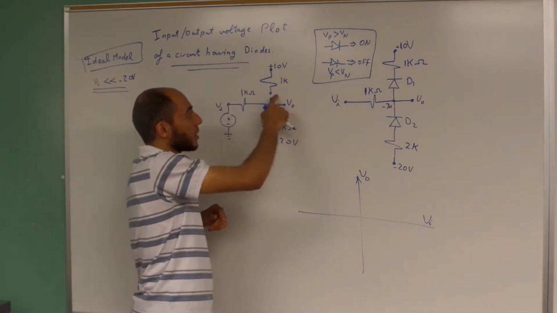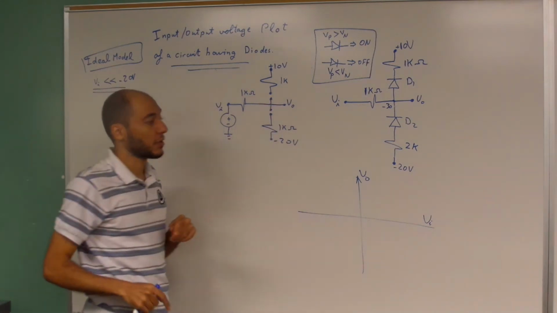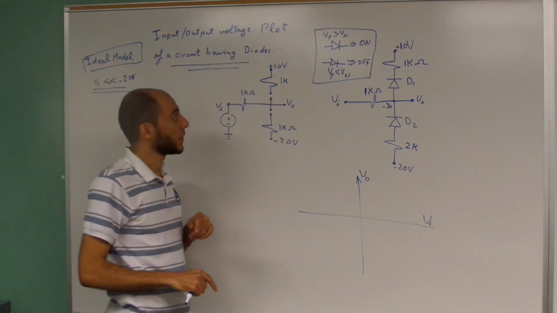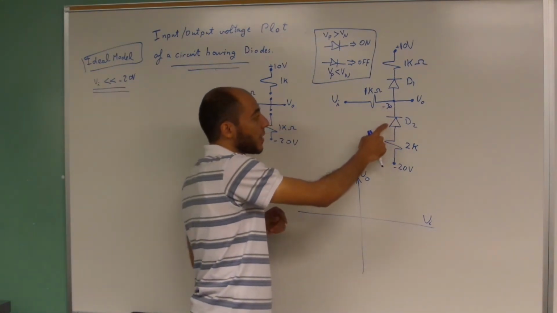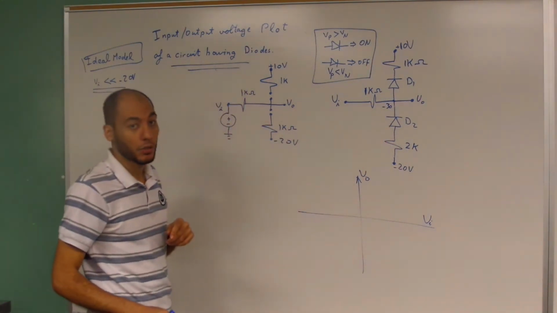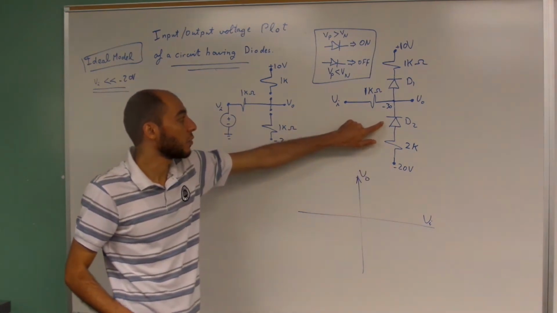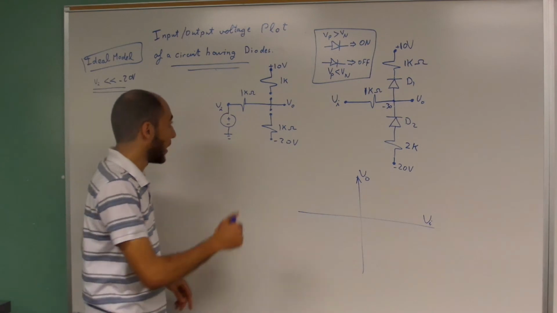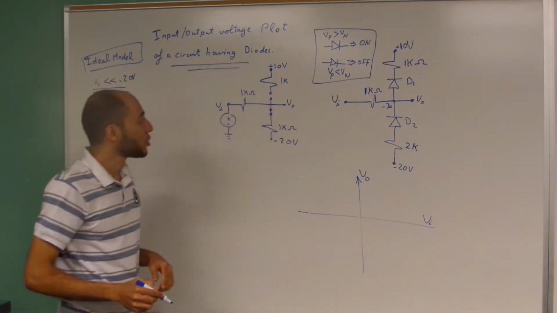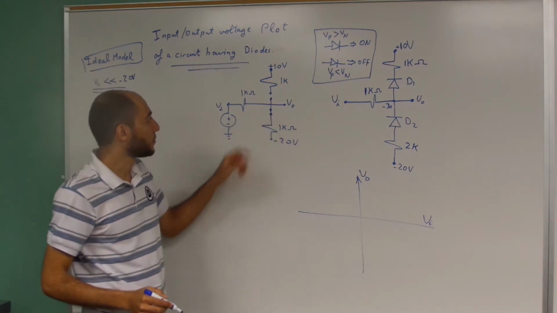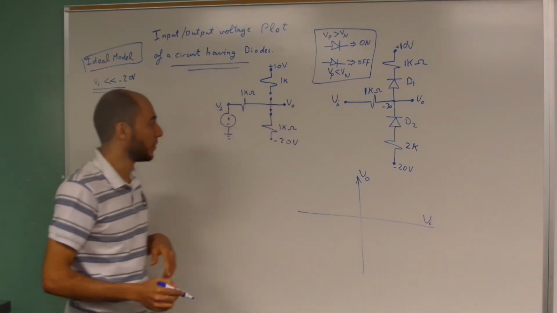So this is why I'm going to draw the circuit again and consider that D1 is off. It is reverse biased. And when this is negative 30, then you expect that this diode is on. Why? Because negative 20 is higher than negative 30. And this is why diode 2 is on, and that's why I need to draw it as a short circuit. So when this is a short circuit, what do you expect the output voltage is going to be?